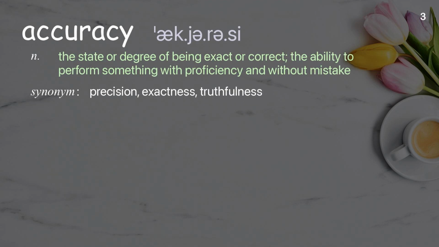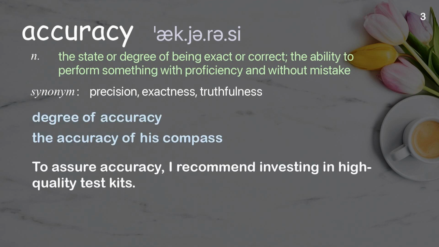Accuracy. The state or degree of being exact or correct, the ability to perform something with proficiency and without mistake. Examples: Degree of accuracy. The accuracy of his compass. To assure accuracy, I recommend investing in high-quality test kits.